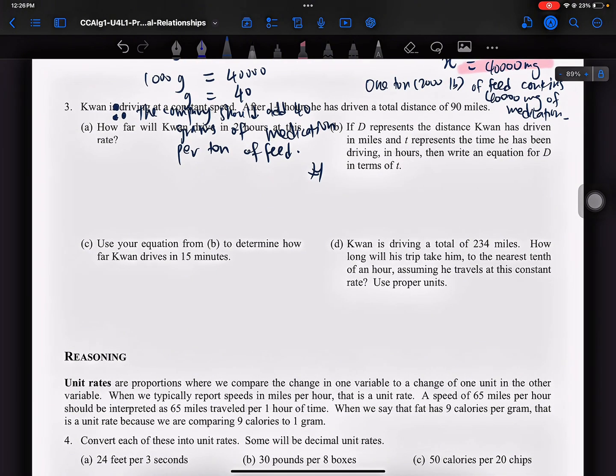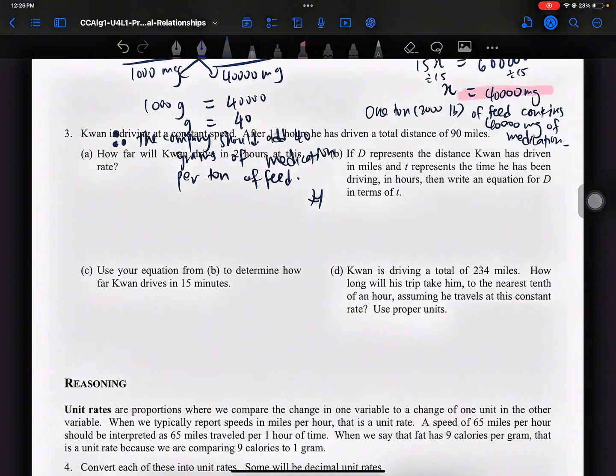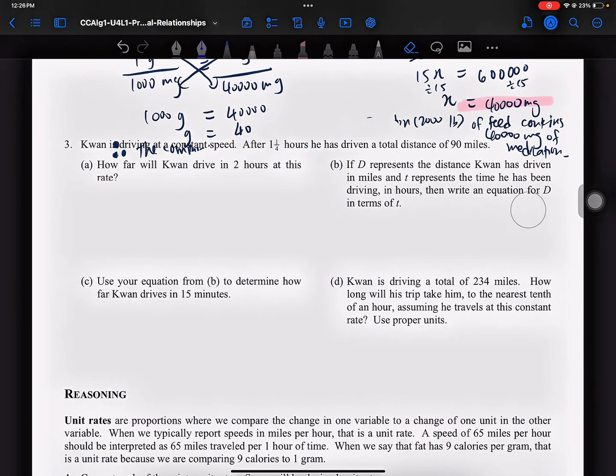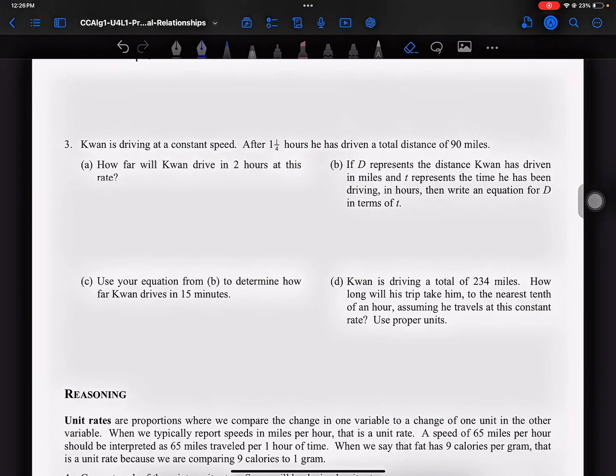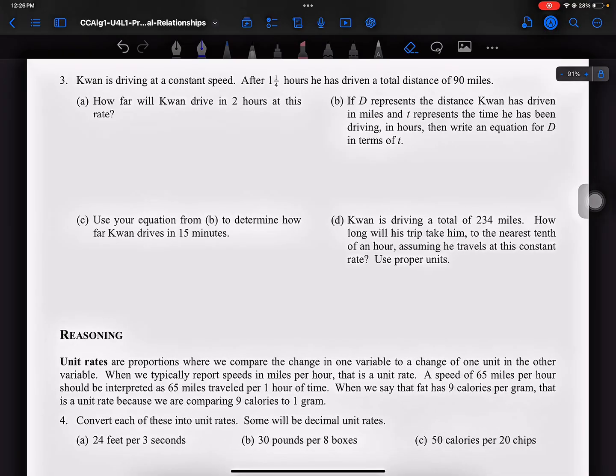Then we move on to number 3. One is driving at a constant speed, constant rate. After 1 and 1/4 hours, that's 1.25 hours, he traveled 90 miles. So we'll find distances and times at different intervals and form an equation for the relationship.